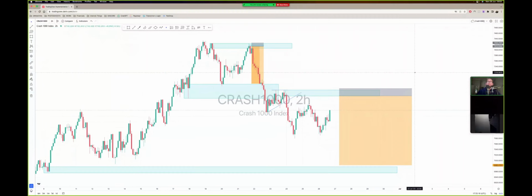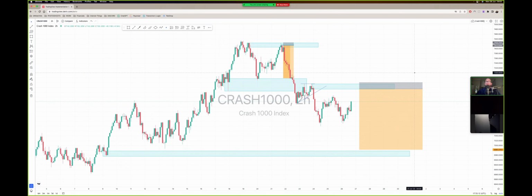Dope, dope, dope. Yet again, top side. Not seeing it do any moves really to the top side right now. Obviously, nice little double bottom here. If you break this, you can see what happens here. If it breaks this, then possibly it will be this area right here that you can then target for buy moves, if that makes sense.